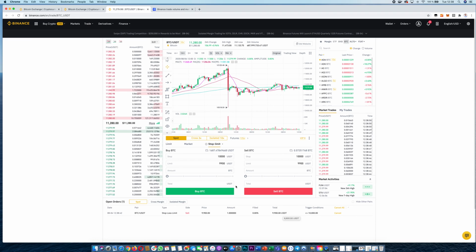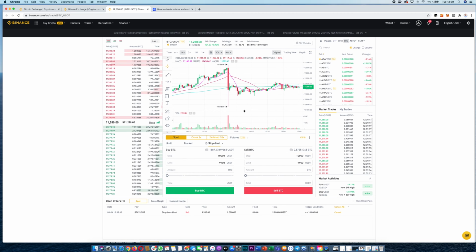Sometimes it could happen, if the price drops within seconds, that there are no buy orders, and then your BTC can be sold for way less than the 10,000 USDT here. So it could easily happen that it gets sold for 9,000 or 8,000 something if there are no buy orders. And with a stop limit order, you are just making sure that you at least receive a certain amount.